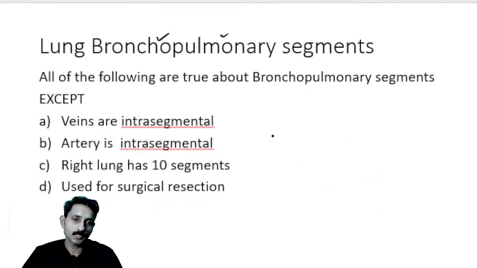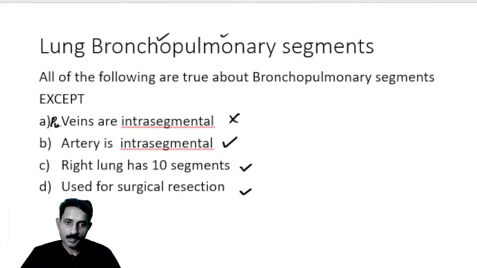We'll go back to this question. So which is intrasegmental? Ideally the question should be, which artery is intrasegmental? Yes, it is correct. The right lung always has 10. Yes. What is the use? I will come to that. This is also a correct answer. So it is not intrasegmental, it is intersegmental, between the two segments. So the pulmonary vein is usually intersegmental.